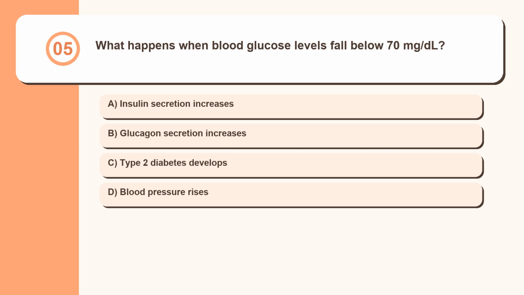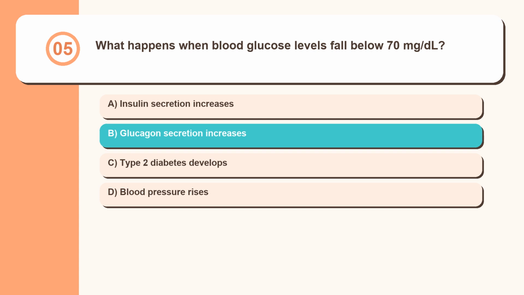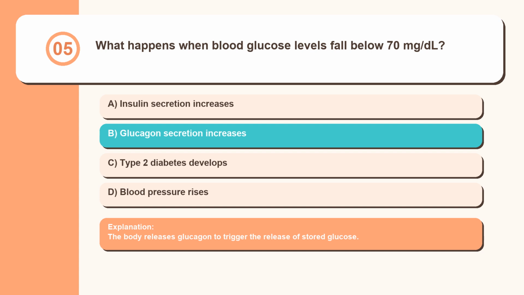Question 5. What happens when blood glucose levels fall below 70 mg/dl? Insulin secretion increases. Glucagon secretion increases. Type 2 diabetes develops. Blood pressure rises. The body releases glucagon to trigger the release of stored glucose.